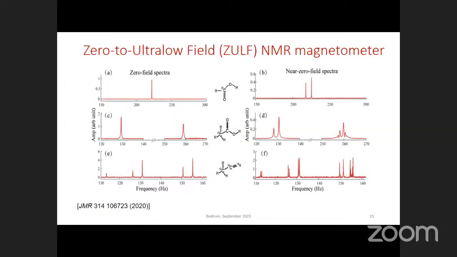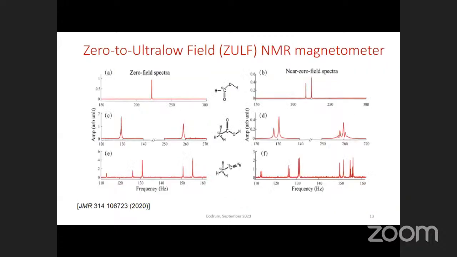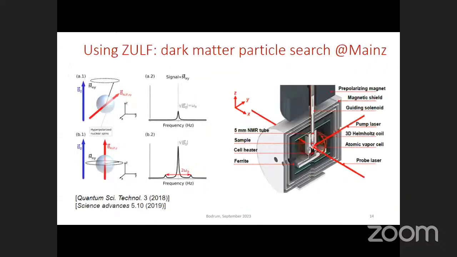Now, this is the ideal ZULF magnetometry, right? You have a tube near a vapor cell. What we did during my PhD was actually not NMR only, but to use it for a niche purpose, to do some particle search for dark matter. There's this theory that says there is dark matter in the universe, and it could be due to a particle called the axion. We do not know the particle nature of it. Some people at CERN look for WIMPs. We were looking for axions.